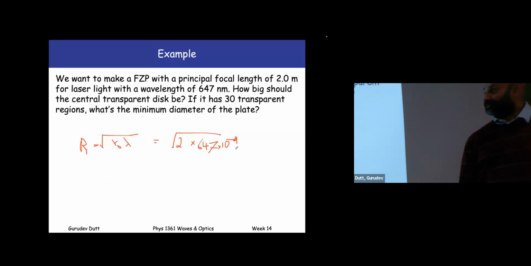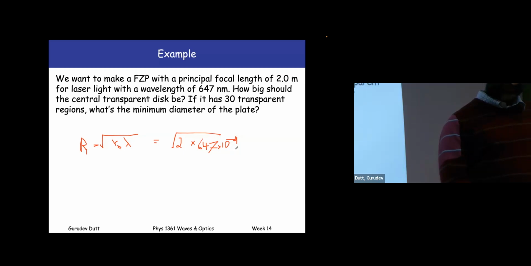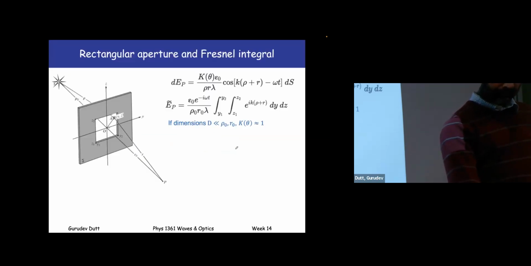Okay, so hopefully that's clear. I'm not going to attempt even to write square root of 30 with my trackpad. I tried to find the mouse right before I came. Okay, so that's it for the Fresnel zone plate.